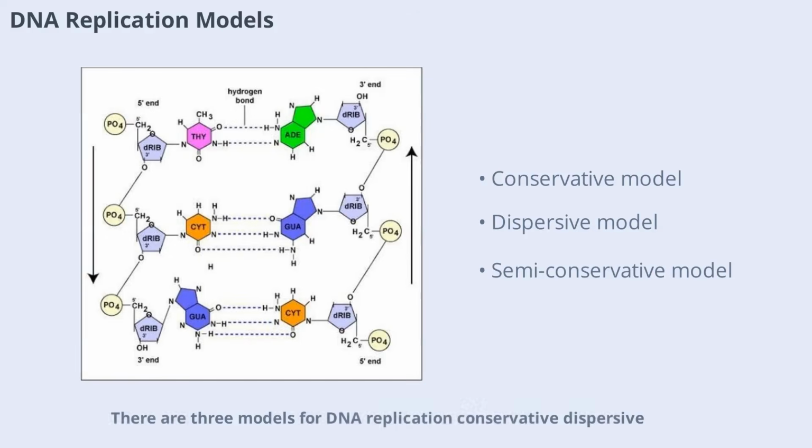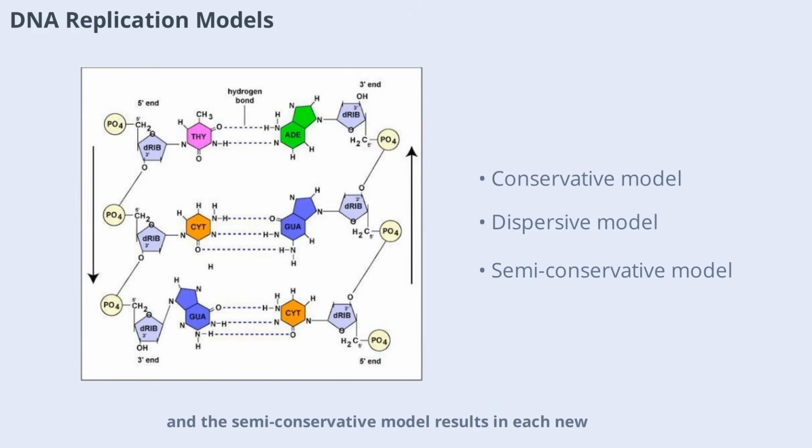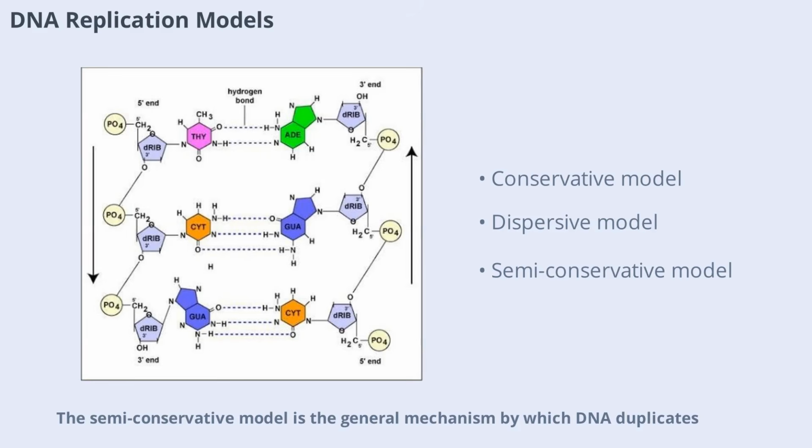There are 3 models for DNA replication: conservative, dispersive, and semi-conservative. The conservative model keeps parental strands together, the dispersive model mixes old and new DNA, and the semi-conservative model results in each new DNA molecule containing one old and one new strand. The semi-conservative model is the general mechanism by which DNA duplicates, ensuring accuracy and continuity.